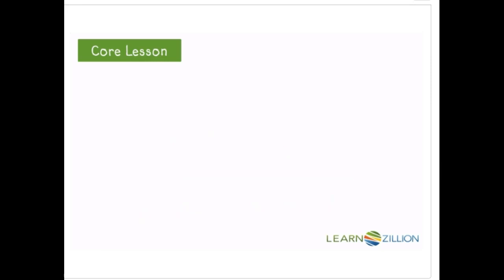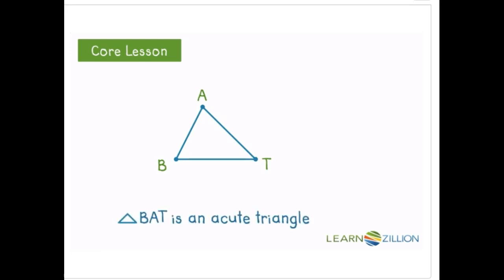Let's now take a look at this triangle. This triangle, we're going to call it triangle BAT. This also has three angles. Now as we look at the angles in comparison to the right angle, we see that they are all less than a right angle, 90 degrees. So this means that we have three acute angles. So when a triangle has three acute angles, it is classified as an acute triangle.